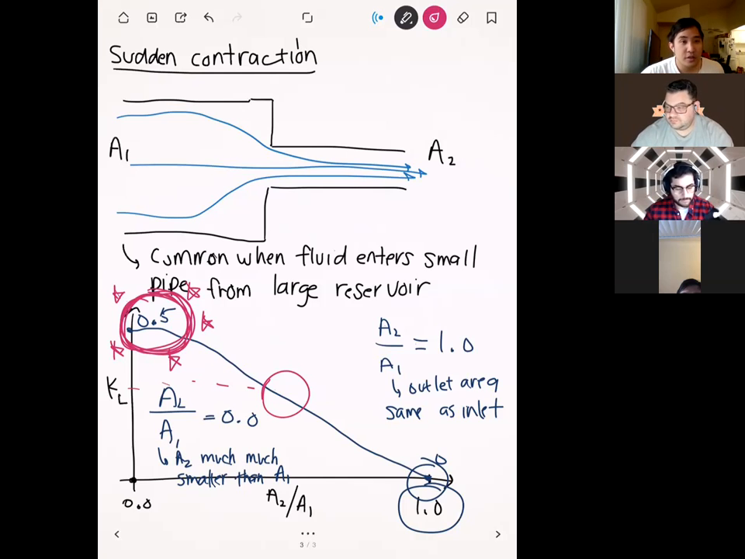All right. Any questions on this? Okay. All right. So that's a sudden contraction, and now we're going to do the opposite, which is a sudden expansion. Yeah, I forgot to ask quickly.